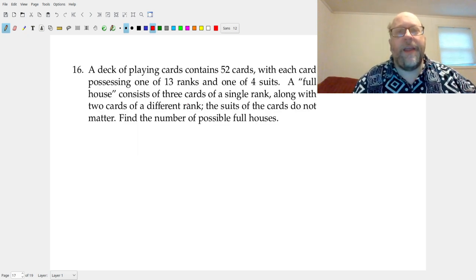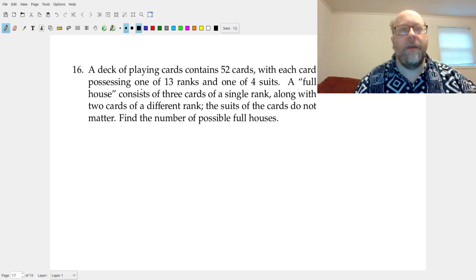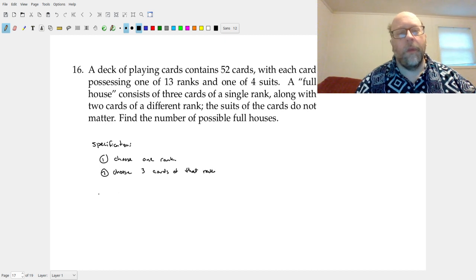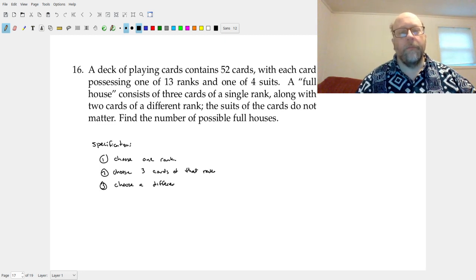All right, a deck of playing cards contains 52 cards, with each card having one of 13 ranks and one of 4 suits. A full house consists of 3 cards of one rank, along with 2 cards of a different rank. Find the number of possible full houses. So my specification might be to choose one rank. Choose 3 cards of that rank. Then choose a different rank. And then choose 2 cards of that rank.